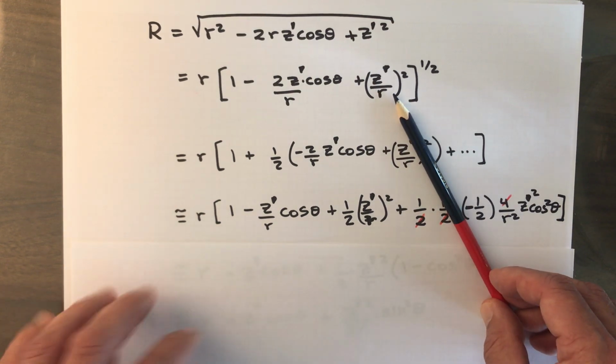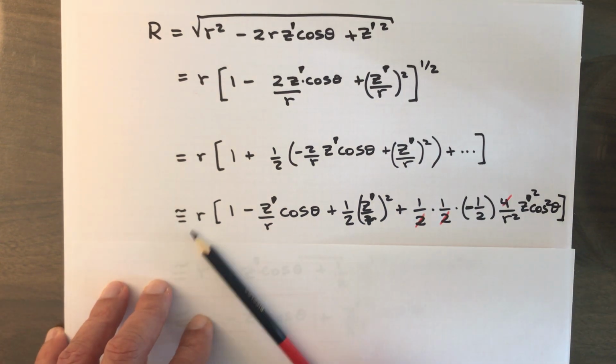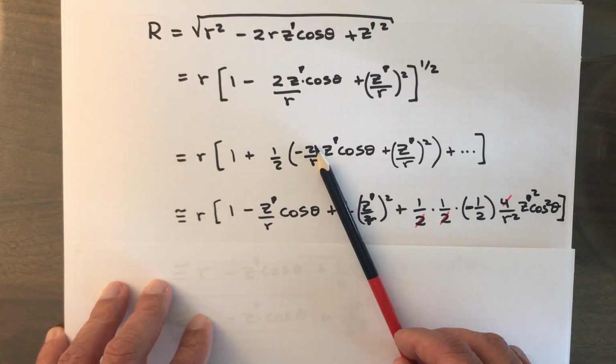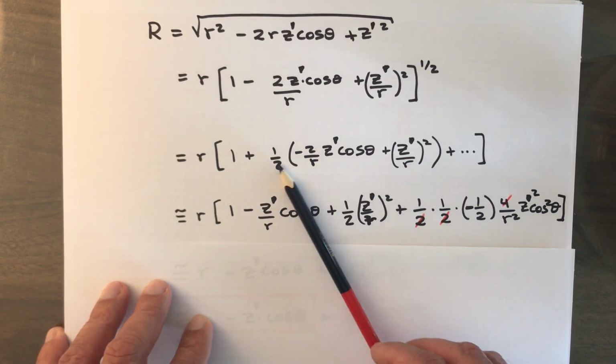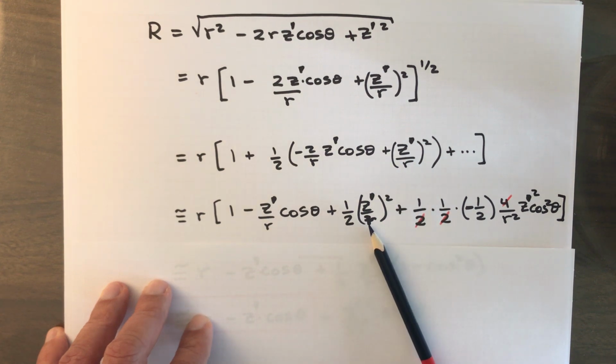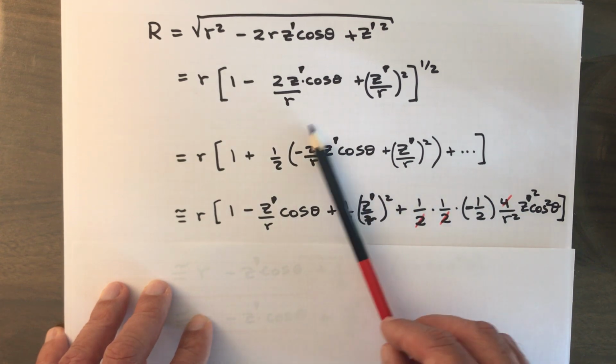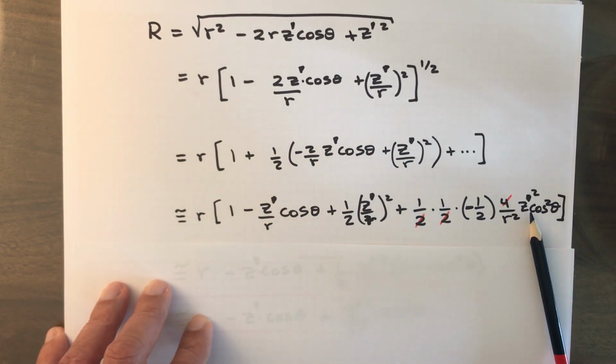So then what we have is that big R is approximately equal to r times 1 minus z prime over r, 2's cancel, and then the 1/2 comes up here in front of this term. And then the first one of the higher order terms is considered here, which is the square of this term. So that's why we get z prime squared cosine squared theta. That's where that comes from.